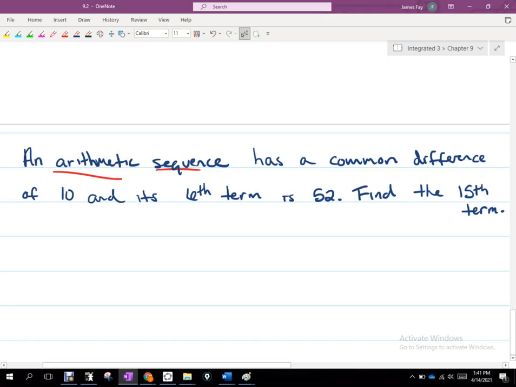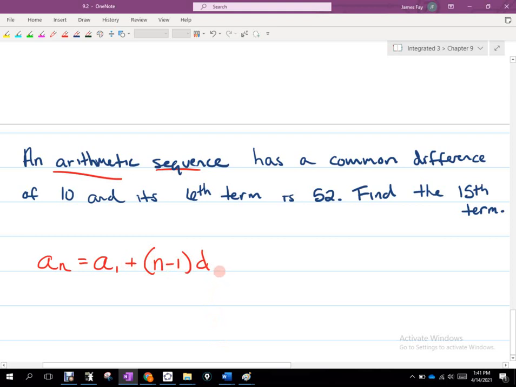All right, so an arithmetic sequence has a common difference of 10 and the 6th term is 52. Find the 15th term. Because they say arithmetic sequence, it's going to be important, because later on we'll do a similar type of question, but they'll change the type of sequence, and we'll have to adjust our formula. But right now we know only arithmetic sequences, and they are of the form a sub n is equal to a sub 1, which is your first term, plus then n minus 1 times d.